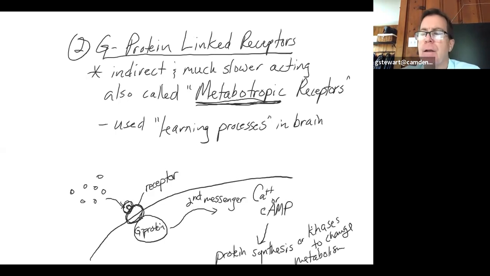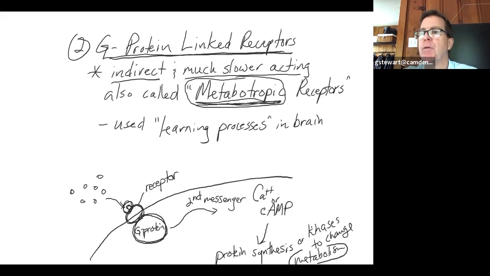So I know it's complicated. Here's what I want you to remember. G protein linked receptors mean that this thing is linked up to the surface receptor. It's indirect. It takes a long time for this to occur, slower acting. They have another name called metabotropic because oftentimes there's a change in metabolism of the postsynaptic cell, and that these are used in learning processes in the brain.